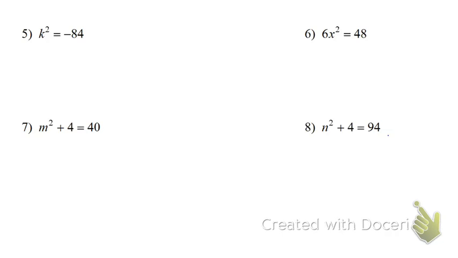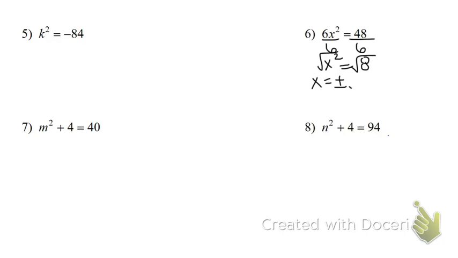Okay, for number 6, you have to get the x squared by itself first. So either in your head or on paper, whichever, divide both sides by 6 in order to get the x squared by itself. And you get x squared equals 8. And then you just proceed like you did on the last problem. Take the square root of both sides. So x equals plus or minus the square root of 8.